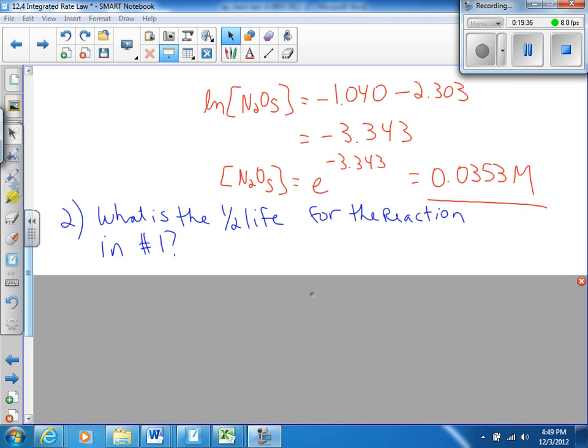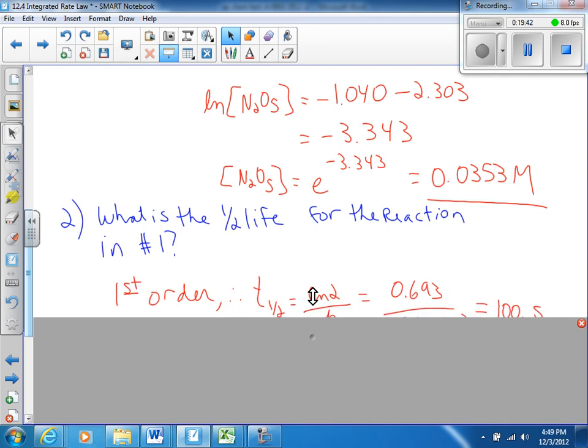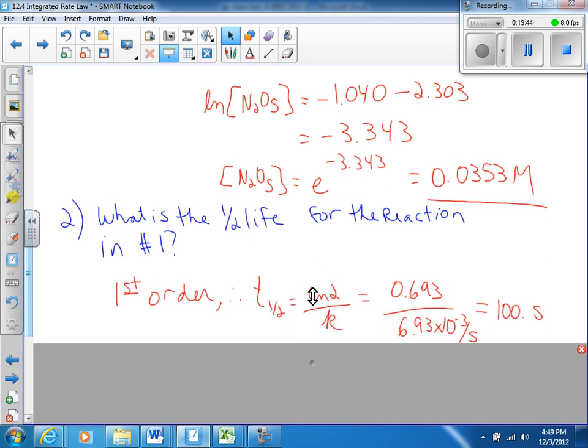And then we want to know, what is the half-life for the reaction in number 1? Well, half-life for a first-order reaction, I just have my equation, ln of 2 over k. I plug in my k value that was given in the problem, and I solve it, I get 100 seconds. Very easy. You do have to memorize this equation right here.